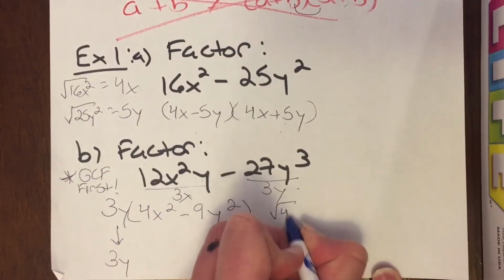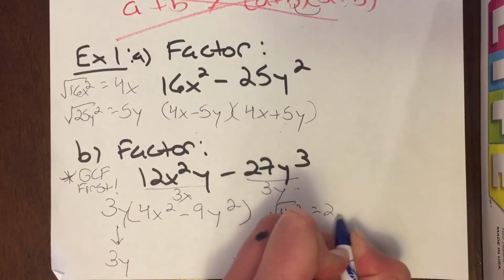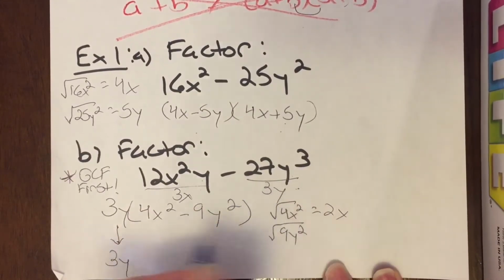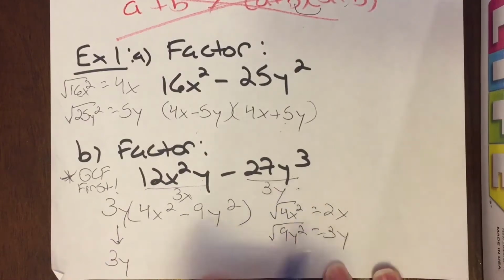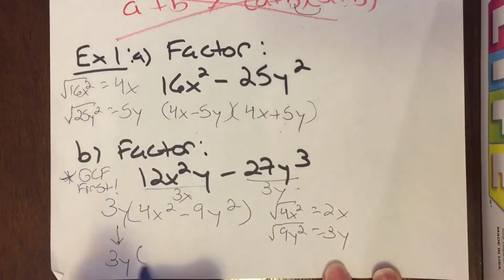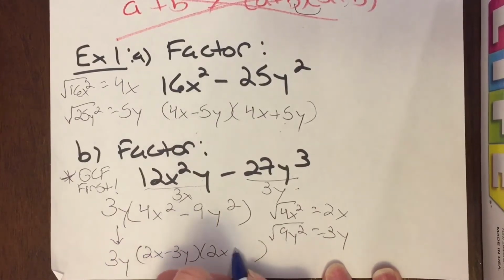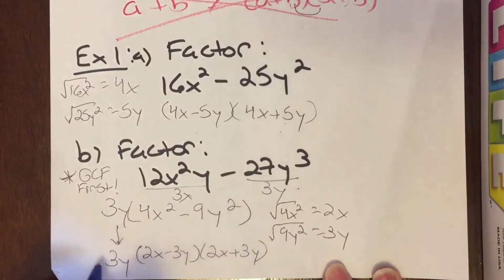So the square root of 4x squared is 2x and the square root of 9y squared is 3y. Okay. So then I'm going to go ahead and set up my two parentheses. One of them is 2x minus 3y, and one of them is 2x plus 3y.